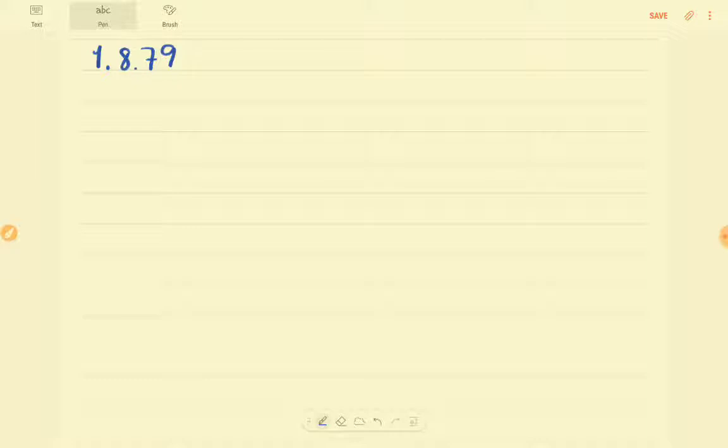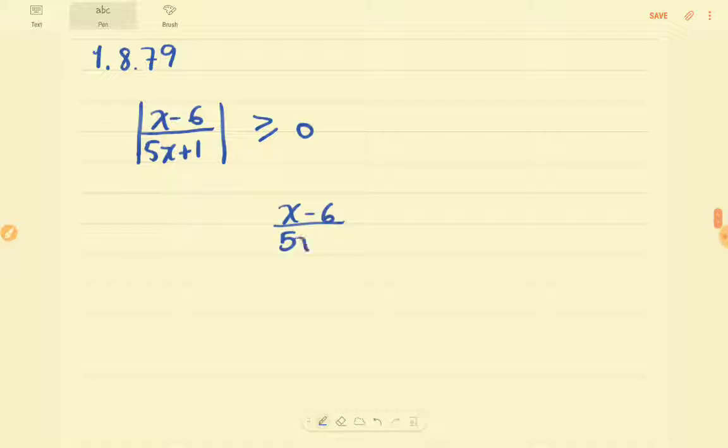So I'm going to solve the absolute value of (x minus 6) over (5x plus 1) greater than or equal to 0. Alright, so I'm going to take the argument and sandwich it, which really is quite silly. Of course, there's no negative 0, so this will just be a single-sided inequality.